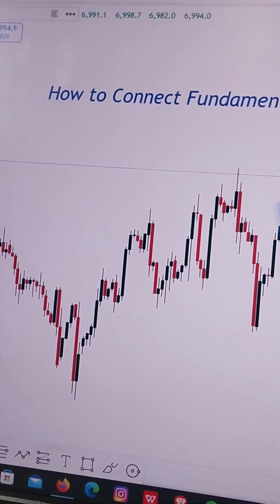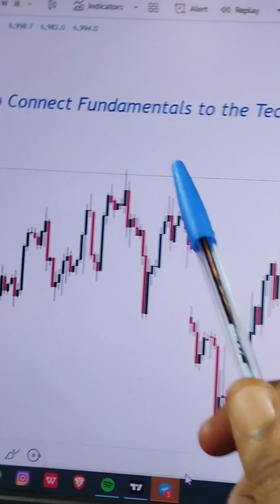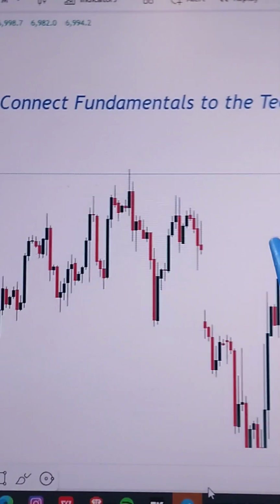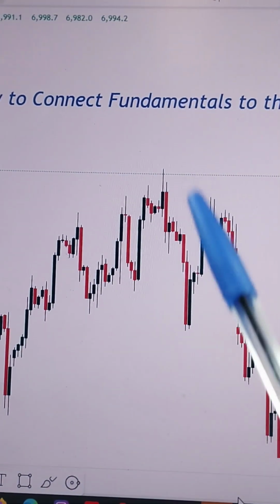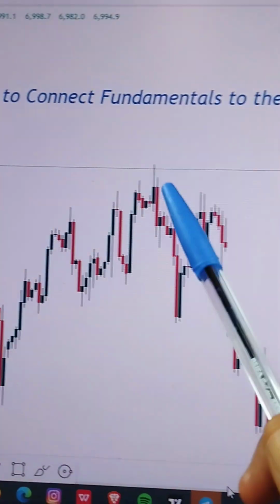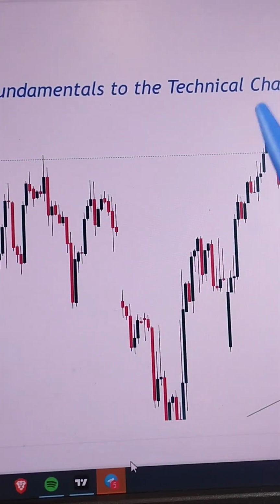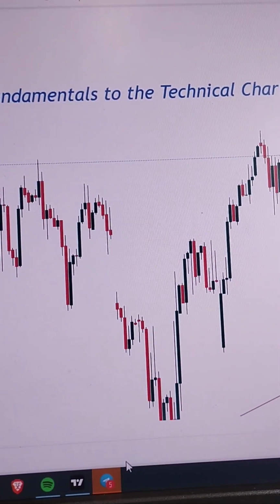Hey guys, if you are finding it so difficult connecting fundamental buyers to technical charts like this, stay tuned to this video. I'm going to be listing 5 steps you are going to be using to connect your fundamental buyers to technical charts, alright, and take a trade.